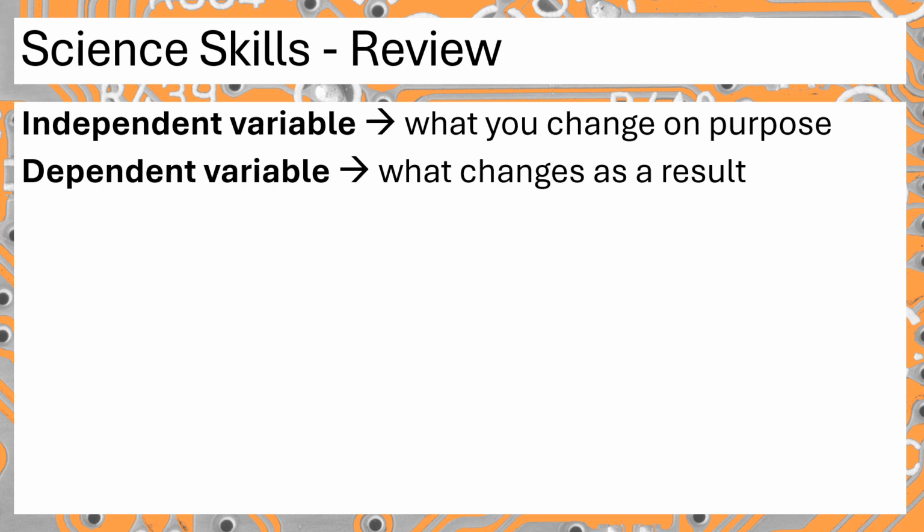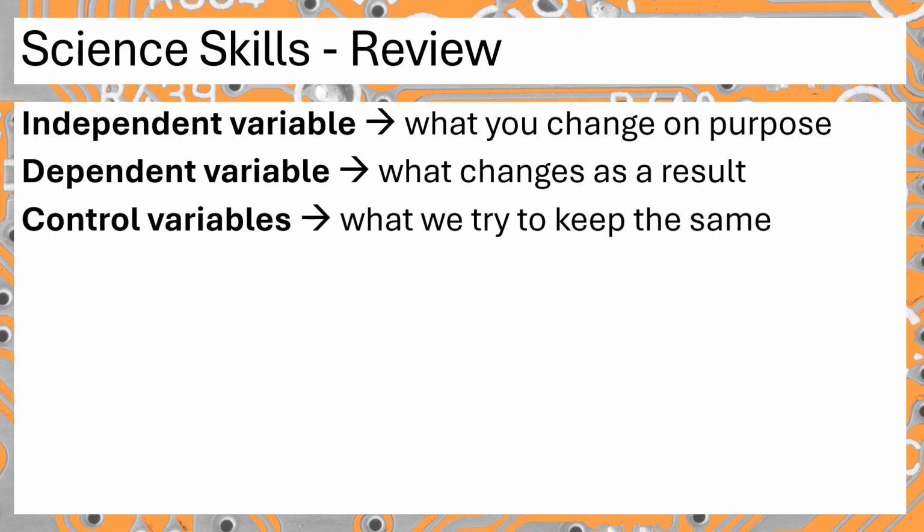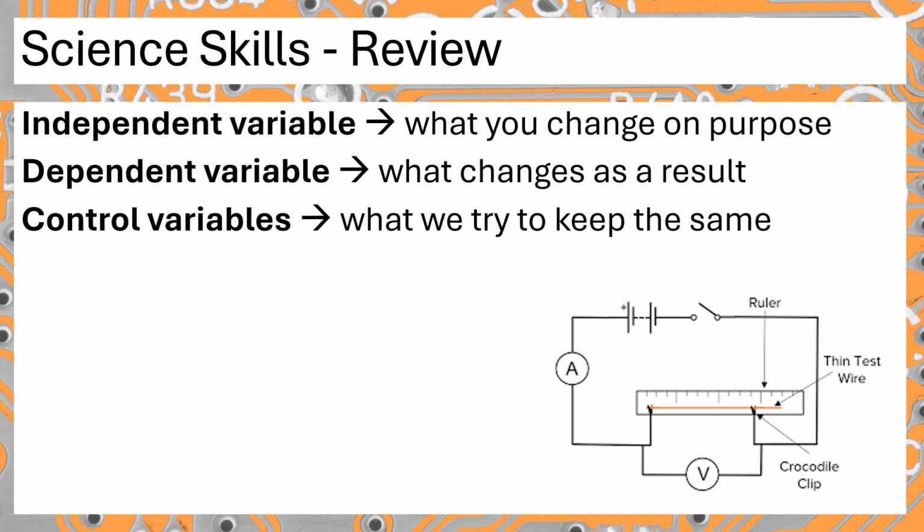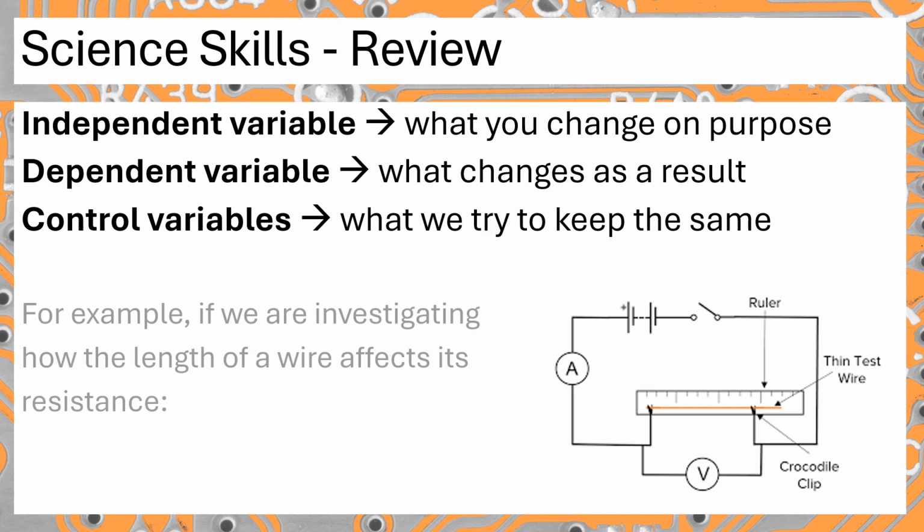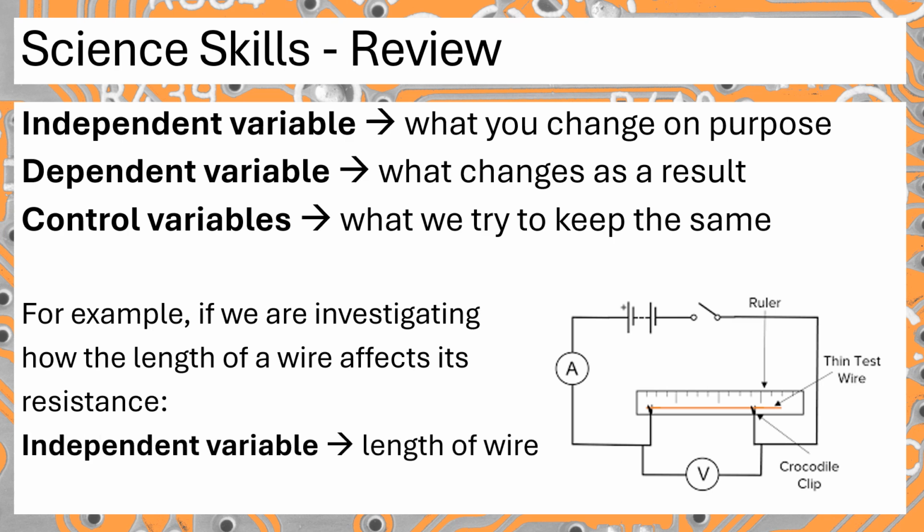The third kind of variable we're interested in are the control variables, and these are the things that we try to keep the same during the experiment in case they might affect the result. So let's have a look at an example. This is where we might be investigating how the length of a wire is going to affect the resistance. So if that's the case, then the independent variable, the thing that we are changing on purpose, is the length of the wire, and as a result, we might expect the dependent variable to change, which is the resistance.